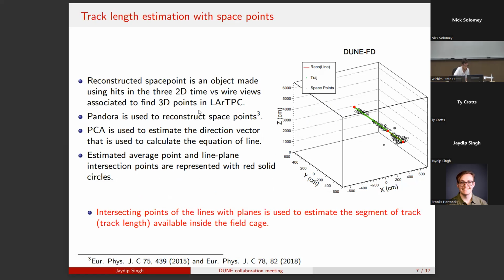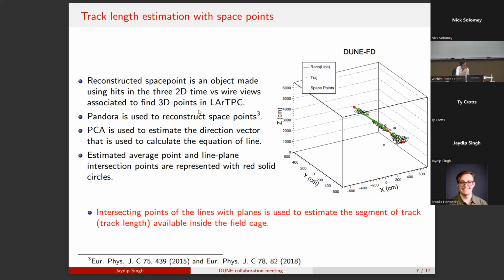Okay, now I will just give a little bit of information about the track length estimation. As I shared, I use space points for reconstructing the track length. For the space point reconstruction, we are using the Pandora algorithm, which is already available in the LArSoft software. So these black circles are the reconstructed space points. This is for the 10 TeV event.